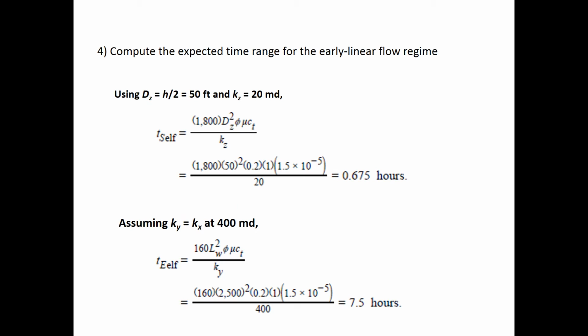Lastly, we compute the expected time range for the early linear flow region. Since the producing well is assumed at the center of the formation, we divide the h by 2 to obtain the value of dz, and kz is equal to 20 md. Substitute the values back to the equation and we will get 0.675 hours. And then we assume that ky is equal to kx, which is 400 md. Substitute the values in the equation and we will get 7.5 hours.